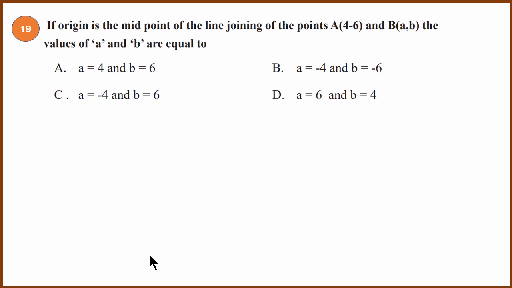Next question. This is a midpoint question, coordinate geometry. Let's look at a slightly easy question. If the origin is the midpoint of a line joining the points (4, -6) and (a, b), so there are two points, (4, -6) and (a, b), and the midpoint of that line is the origin. What is the origin? (0, 0). So when we join these two points, the midpoint is (0, 0), then what is the value of (a, b)?